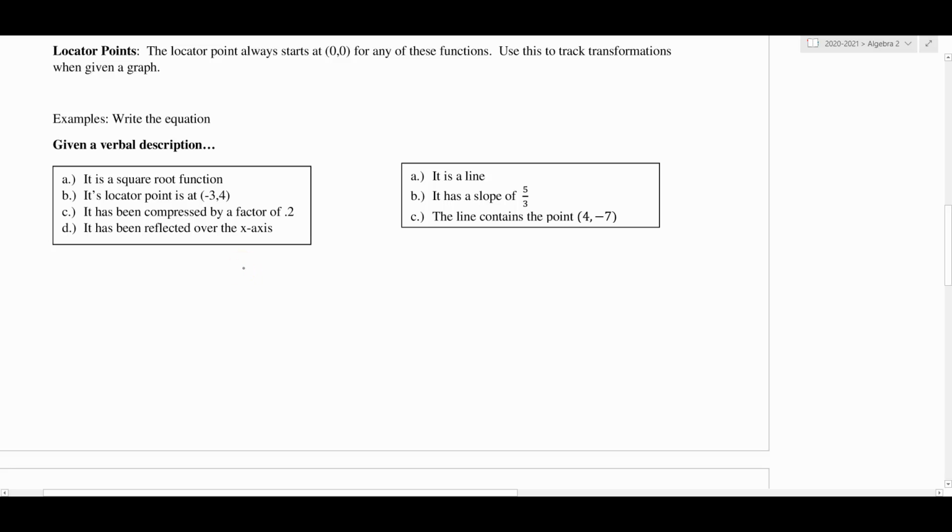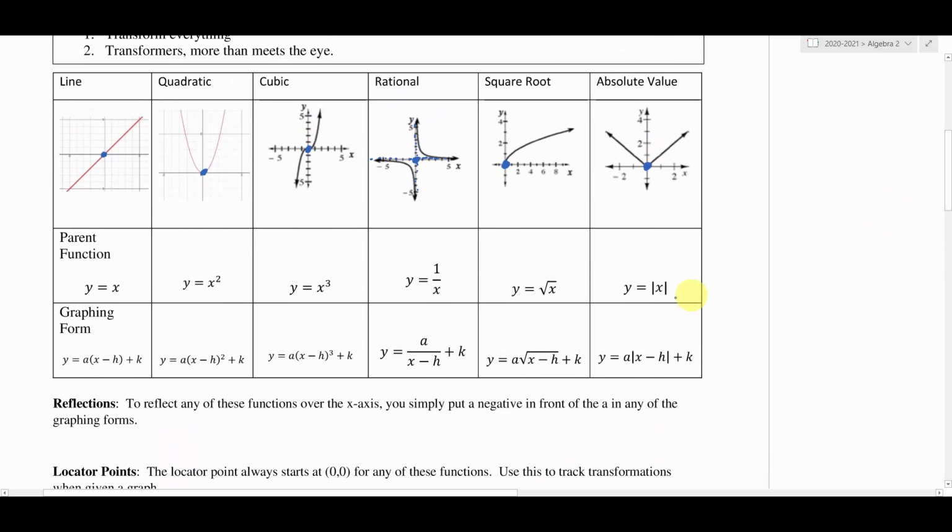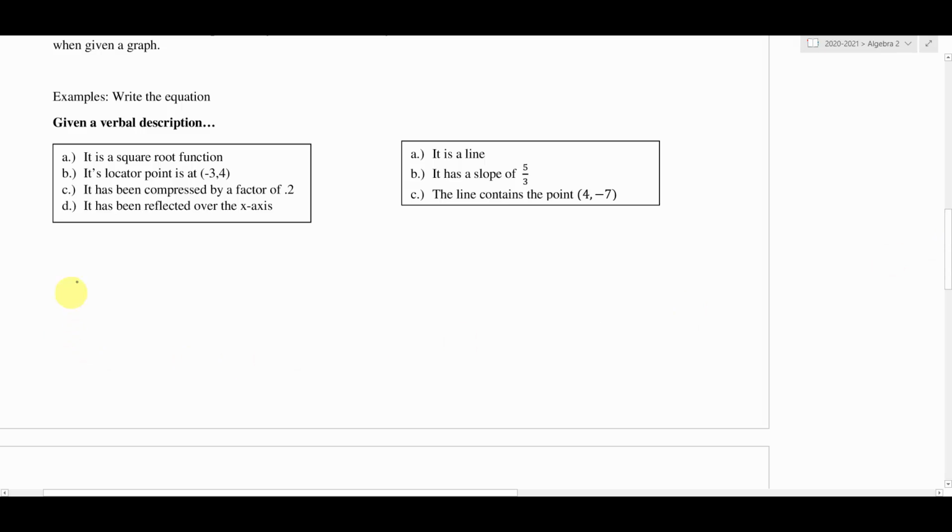Track your left and right movements. See if it's been stretched or compressed. See if it's been reflected. All right, so I'm going to start here with clue 1. It says it's a square root function, so I could go up to my table here and say, okay, well, square root function looks like this, so that's what my equation is going to look like when I'm done. So I'm just going to write down that blueprint. I always call them blueprints because it's instructional on how to build our equation.